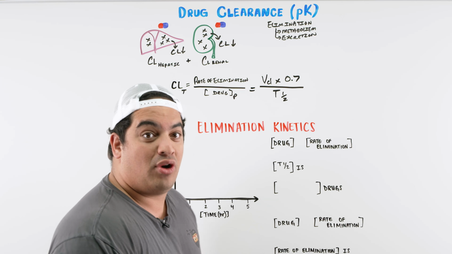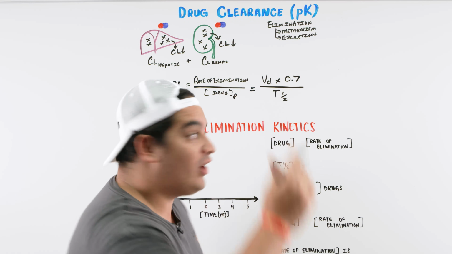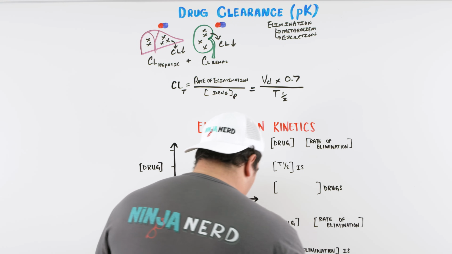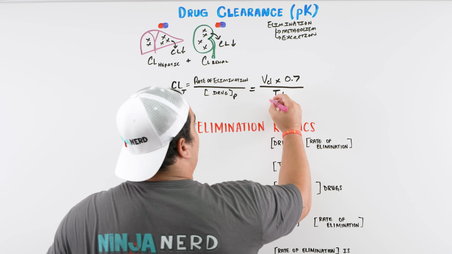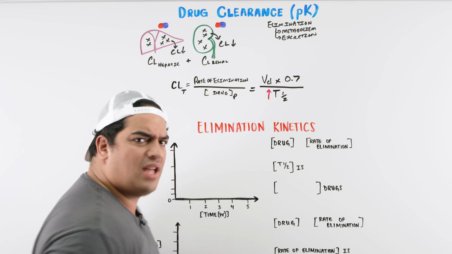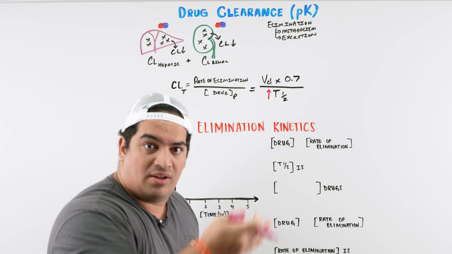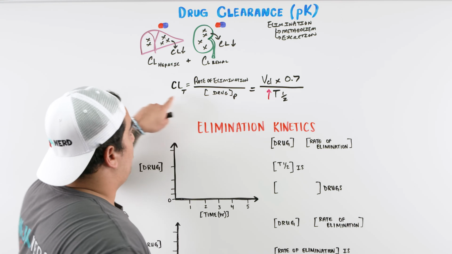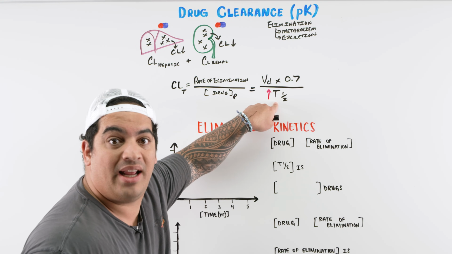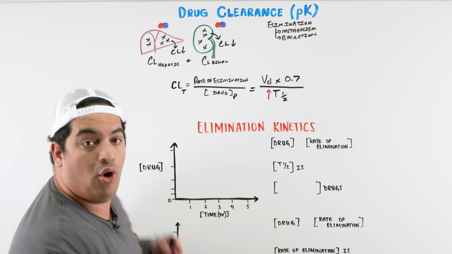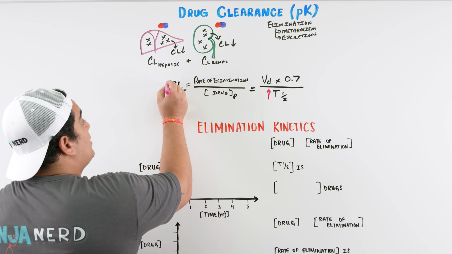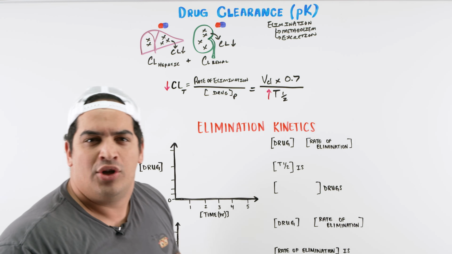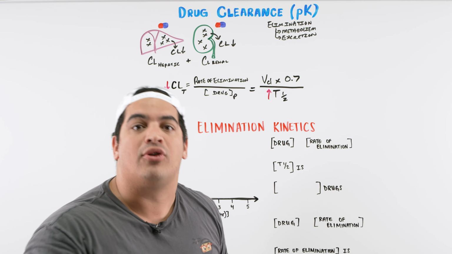If the half-life of the drug is high, increased, very long, so let's actually use a different color here. Let's say that the half-life of a particular drug is very long. It takes a long time to drop the amount of the drug to 50% from 100%. What happens to the clearance based upon this equation? Well, the denominator is going to be high. That's going to lower the overall number. So the clearance will subsequently decrease. So remember that half-life and clearance are inversely proportional.